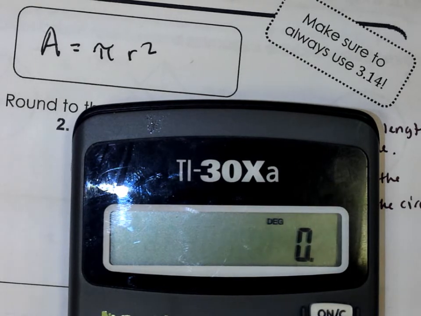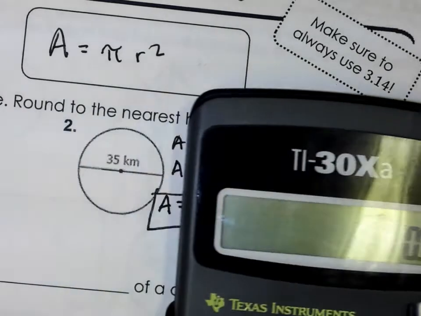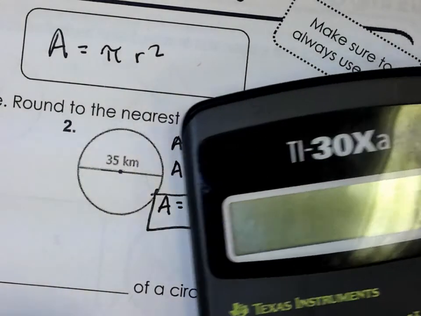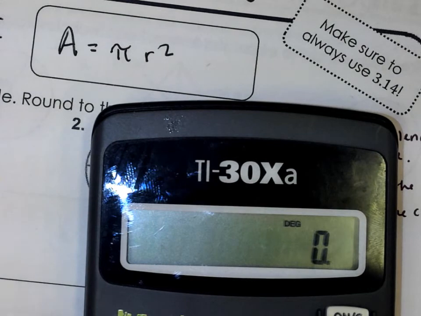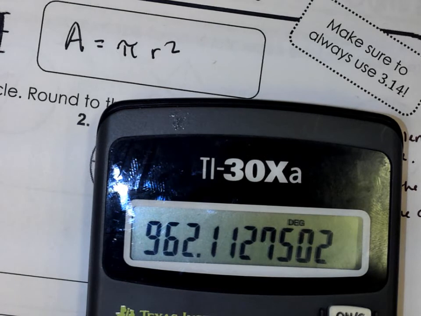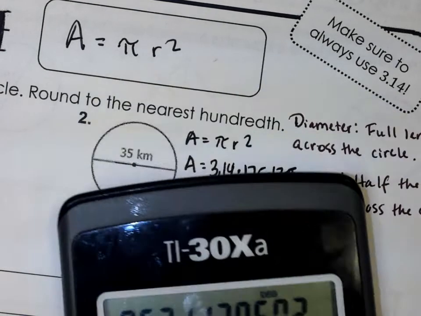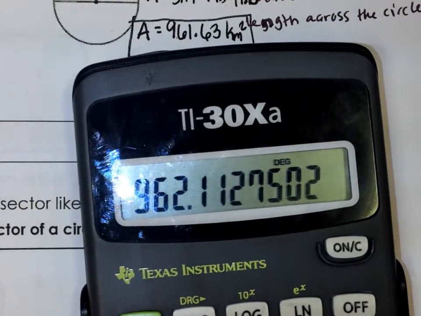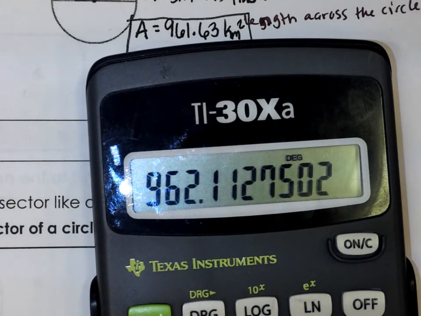Let me show you the difference though, how far off you'll be. So we use 3.14 and we got 961.63. If you use pi, so if you say 17.5 times 17.5 times pi, you're going to get 962.1 whatever. These numbers are not going to be that close to each other. Alright. So we're using 3.14.